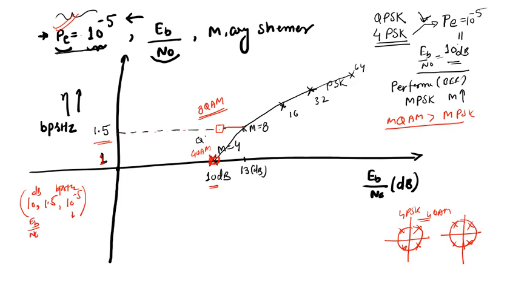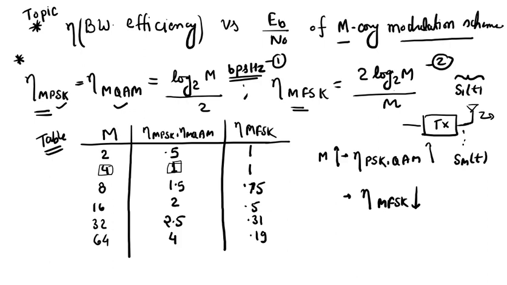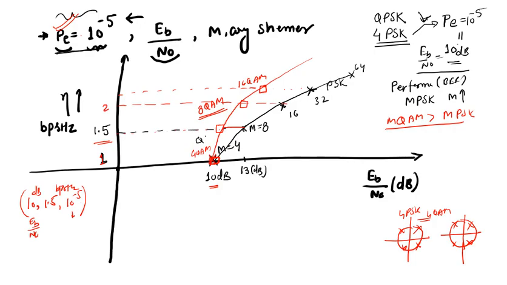So similarly, when you compare 16 QAM and 16 PSK, the spectral efficiency is the same. However, we need less power in order to get the same probability of error. Therefore, the curve would look something like this, right? You can put this value from this table as 2.5 and so on.